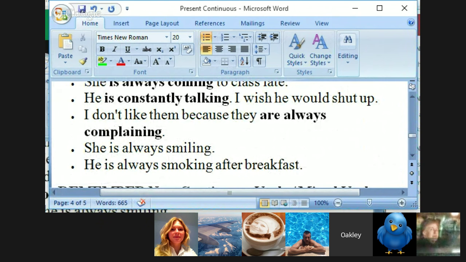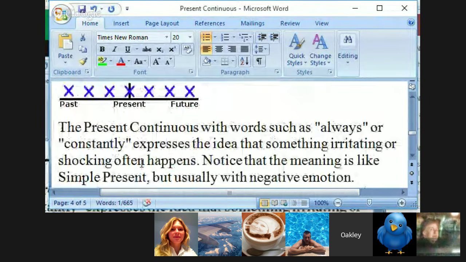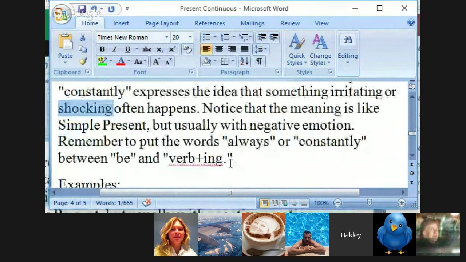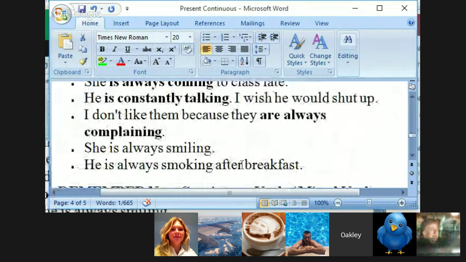It looks like a habit. So isn't it better to use the present simple? Okay. Again, the reason that we do this is to exaggerate the surprisingness, the irritatingness, how irritating it is, or how surprising it is. All right. It's used for that reason, to add emphasis.